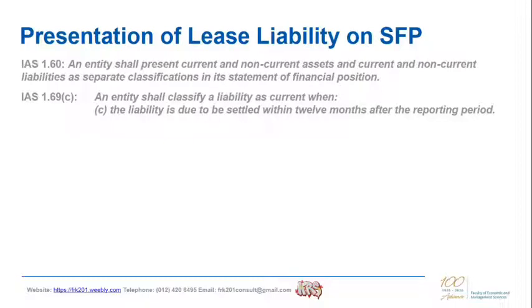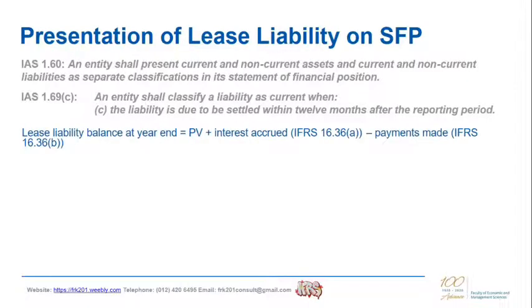An entity shall classify a liability as current when the liability is due to be settled within 12 months after the reporting period. Your lease liability balance at year end is calculated as your present value at initial measurement plus any interest accrued in accordance with IFRS 16, paragraph 36A, minus all payments made in accordance with IFRS 16, paragraph 36B.